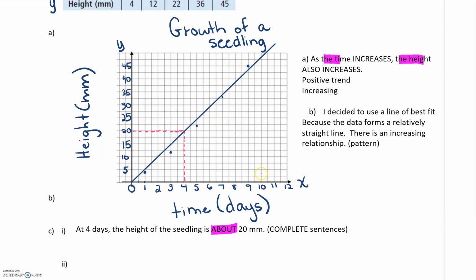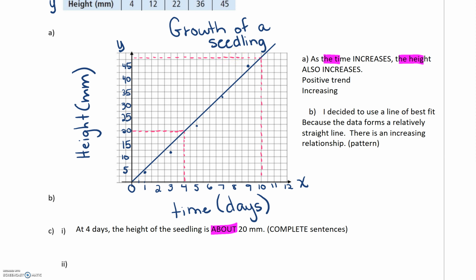So I go to 10 days. And again, I have to show my work. If you guys don't show your work, we'll be taking some marks off. Okay. And then we're going to go right up to the line of best fit and head on over to where it touches the height axis.